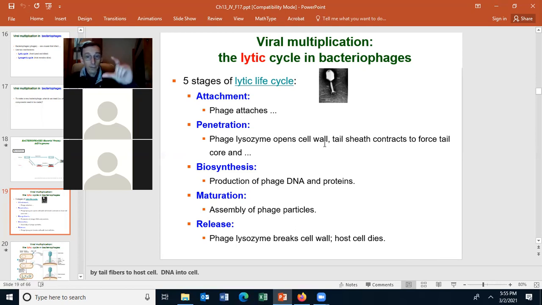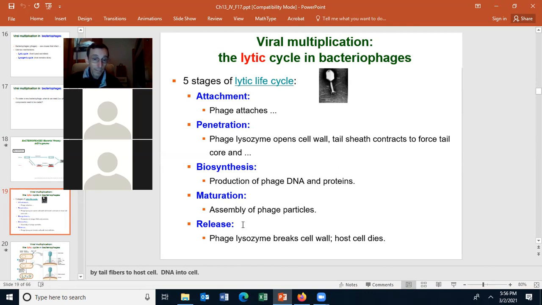And then the tail sheath contracts, and that puts pressure on the head, forcing the tail to inject the genome of the virus into the host cell. So that's penetration. The genome of the cell gets inside the bacteria cell. Biosynthesis, the viral genome then makes new phage genome. We're going to make it DNA. And then viral proteins, the capsid proteins. And then there's maturation, assembly of the phage particles. The viral genome gets together with the capsid proteins.